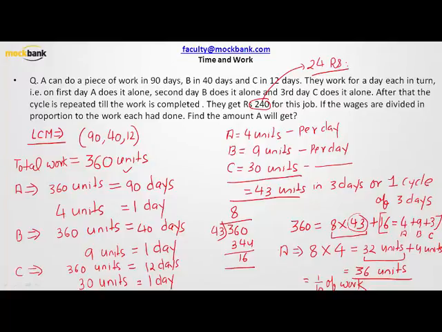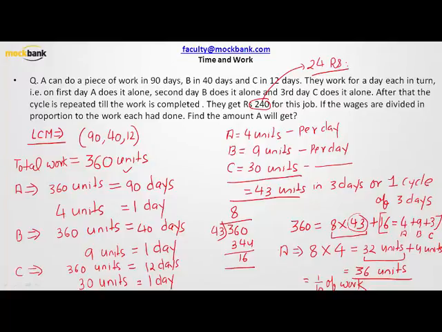So let me once again take you through the whole problem. What did I say? I said that we are going to solve this problem by using the LCM method. I took the LCM of 90, 40 and 12. That came out as 360 units. And then we said that A can finish 4 units of work in a day, B 9 units of work in a day, and C 30 units in a day.